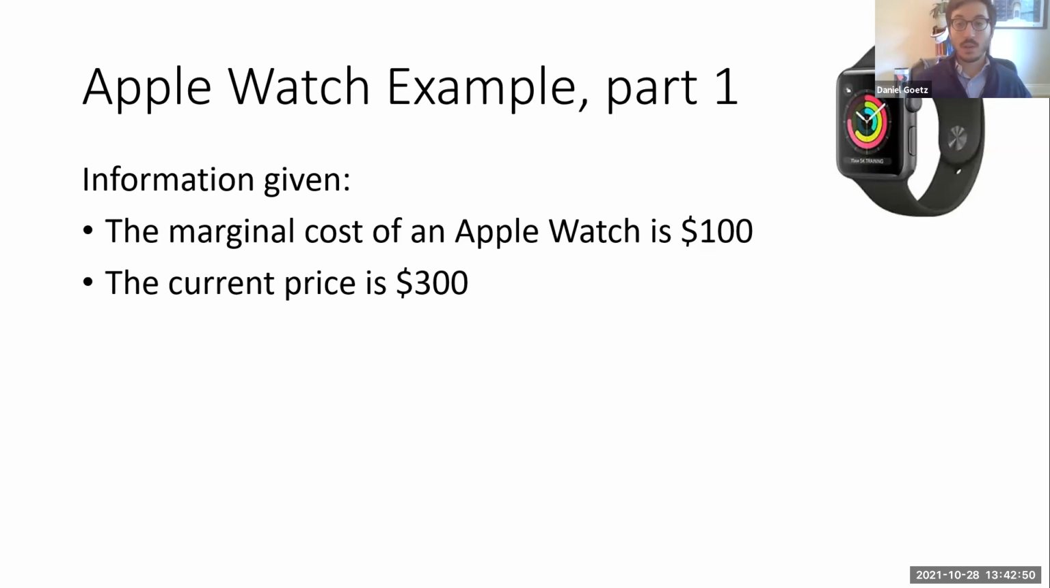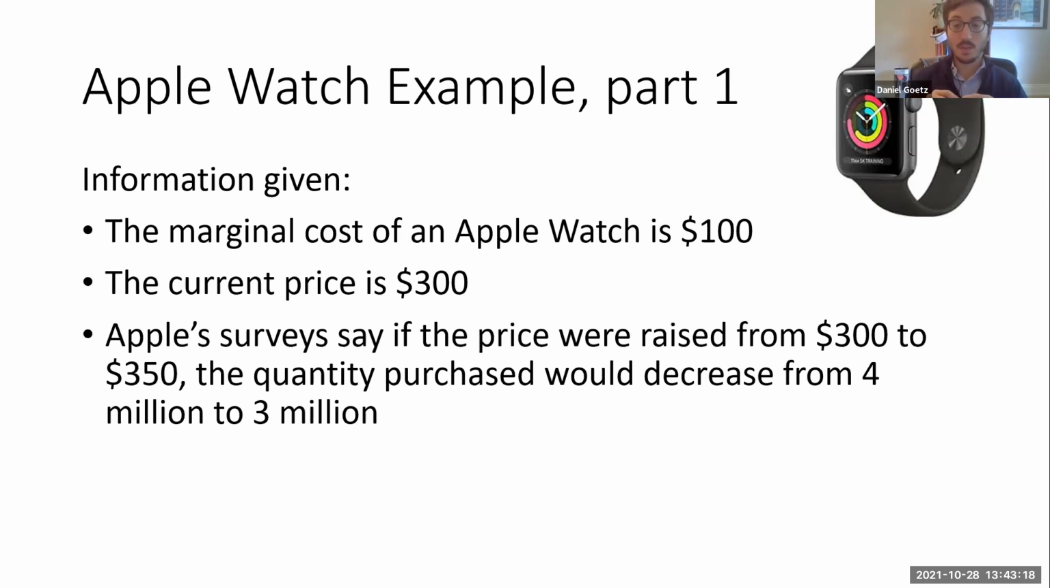So let's take a look at an example. Here we have an Apple Watch. Let's say we're working for Apple, we're a consultant. The marginal cost of an Apple Watch is $100. So C is equal to 100. And the price of the Apple Watch is $300. Okay. That's how it currently is.